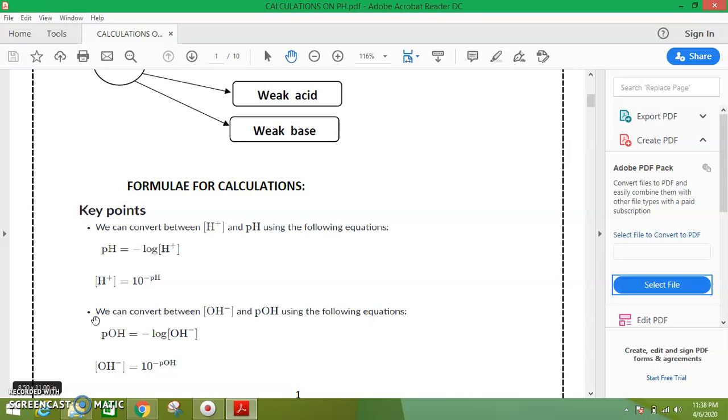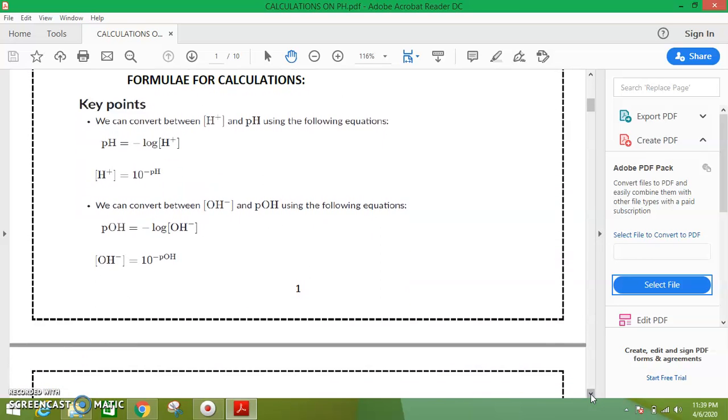Second point, for strong base, how to calculate pH for strong base? You can use this rule: pOH is equal to negative log of hydroxide ion. If the hydroxide ion concentration is given, you can find out pOH. Now rearrange this rule in this shape. If you want to find the concentration of hydroxide ion and the pOH is given to you, then you can use this rule to find the concentration of hydroxide ion.